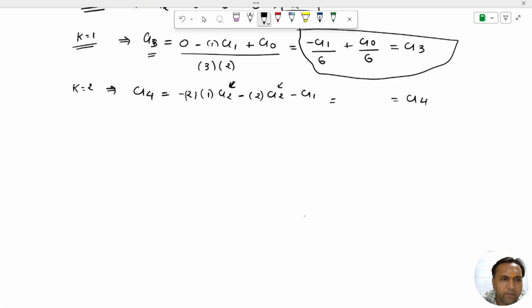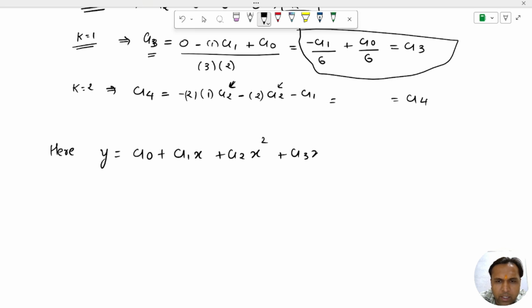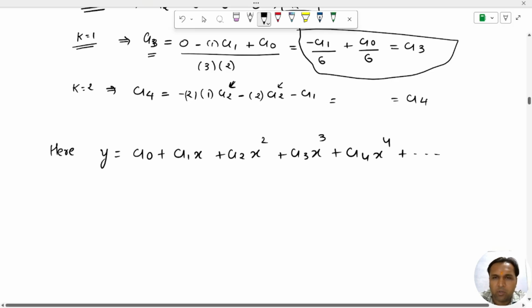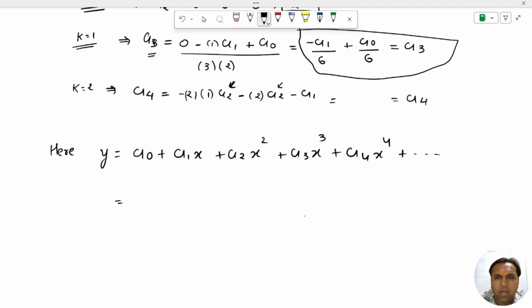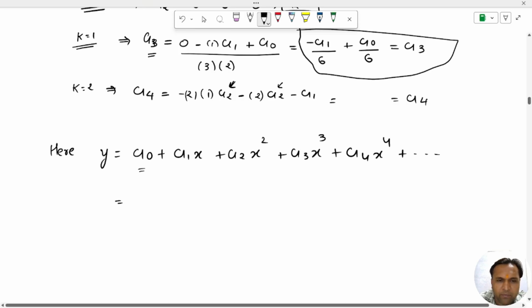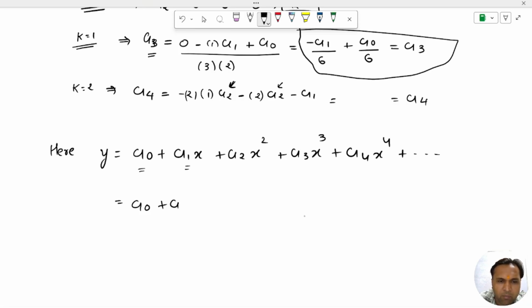Now what is my solution? Here y equal to a0 plus a1x plus a2x square plus a3x cube. In the initial step I said that you have to substitute the coefficients. Okay, now a4x raised to 4 plus test. How long do you have to take terms? As long as you feel you need, you can take one or two steps, you can find a4, a5, a6, as long as it seems right. Okay, now here there is no change in a0 and a1.